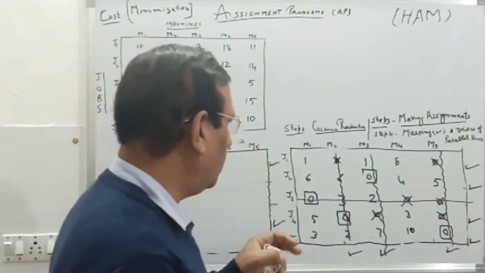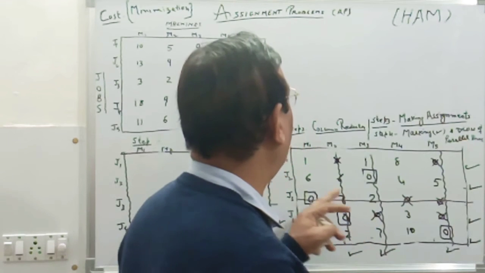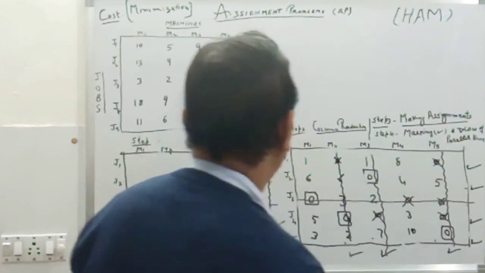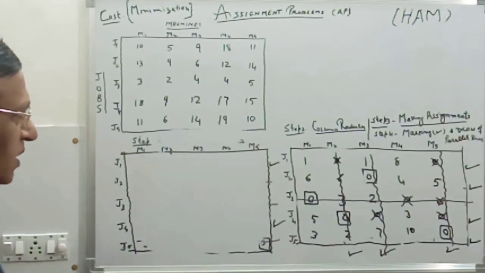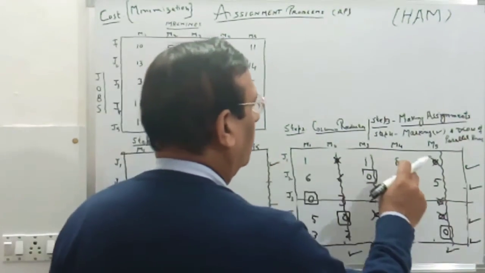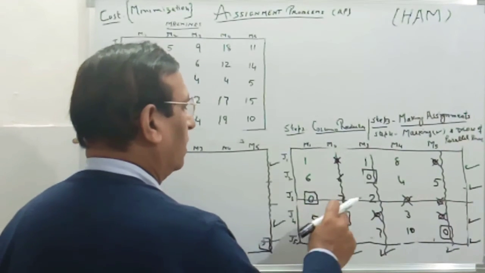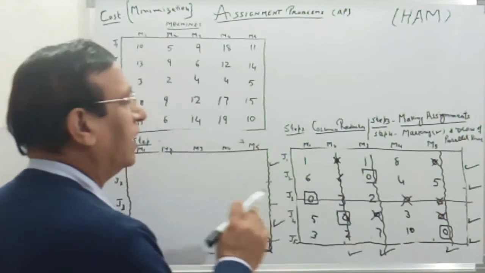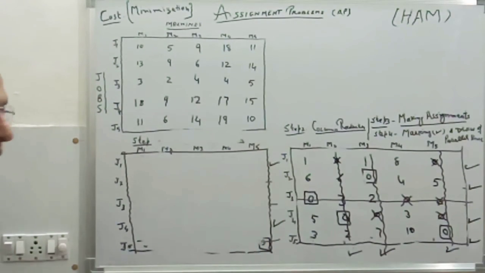Now select the minimum element among the uncovered elements. The minimum element is 1. Now the same process: subtract this minimum element from all uncovered elements and add it to the elements lying at the intersection, and other covered elements are to be left as they are.